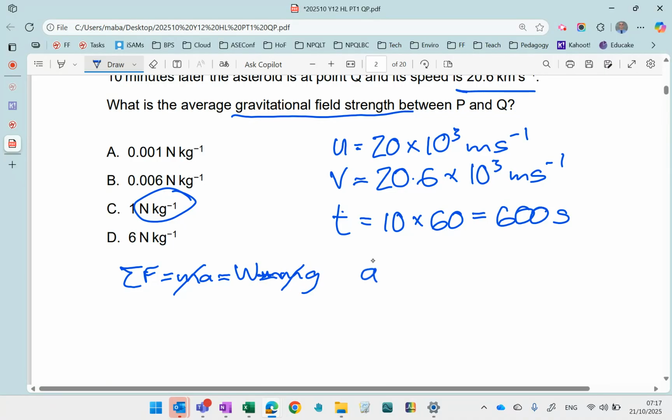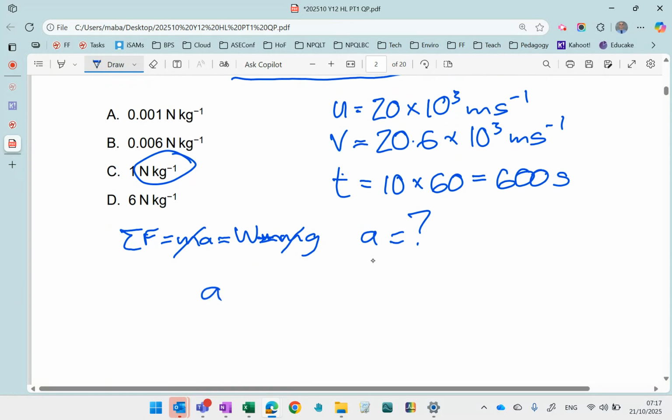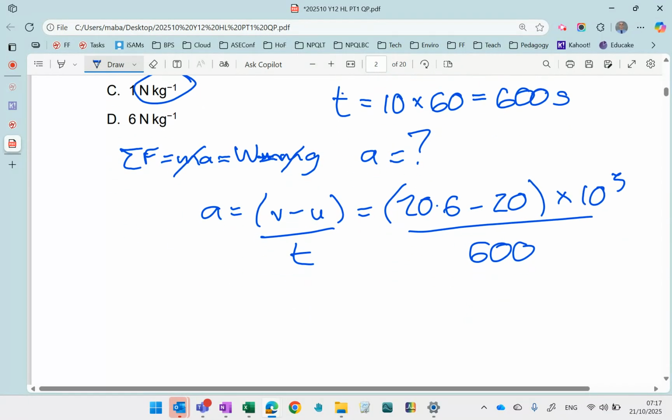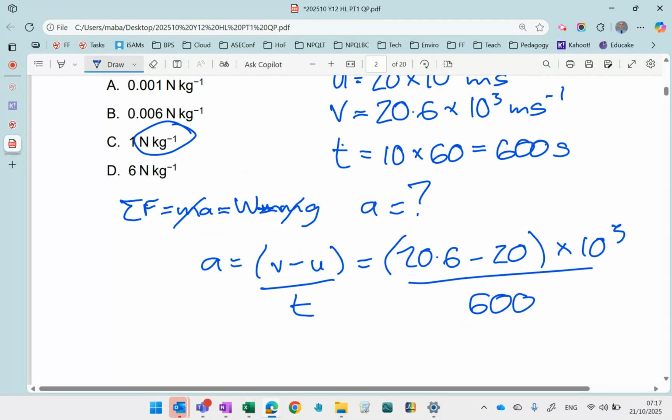And hopefully now you can see that we know a formula that links all of these things. So we're just doing a equals v minus u over t, which is equal to 20.6 minus 20, all times by 10 to the minus 3, divided by 600. So if you work it through, you've got 600 on the top, 600 on the bottom, which is going to get you answer C.